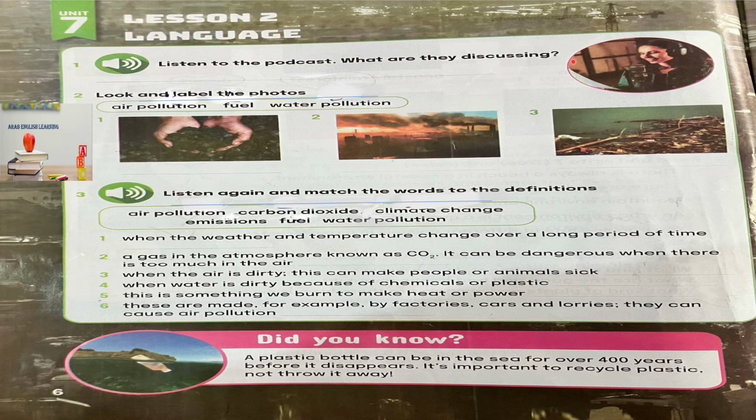There are two main types of pollution: air pollution and water pollution. Air pollution is caused by the things that people do, such as driving cars and trucks or making things in factories. When we burn fuels, it makes carbon dioxide emissions. Over a long time, this can lead to climate change because there's too much carbon dioxide in the atmosphere.